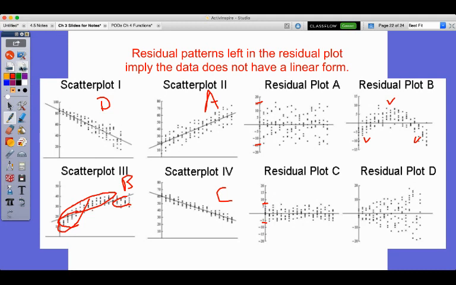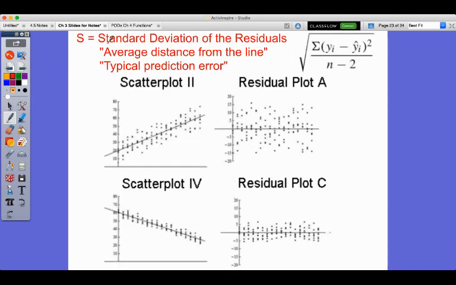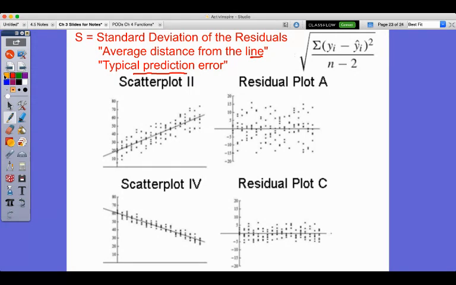All right, the last thing I want to talk about is S, the standard deviation of the residuals, which you can think about one of two ways: the average distance from the line, or what I like to call the typical prediction error. Okay, so my line is a prediction, right? So line, prediction. And a deviation or distance is how far away you are. And average and typical are sort of synonymous, okay? So these both say the same thing. Typical prediction error or average distance from the line.